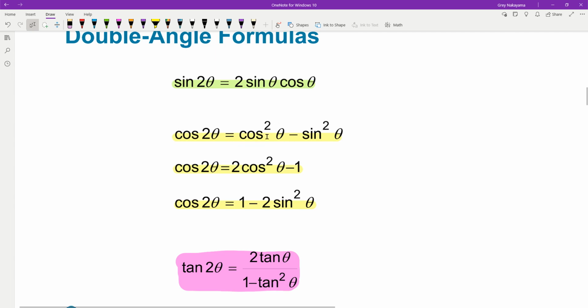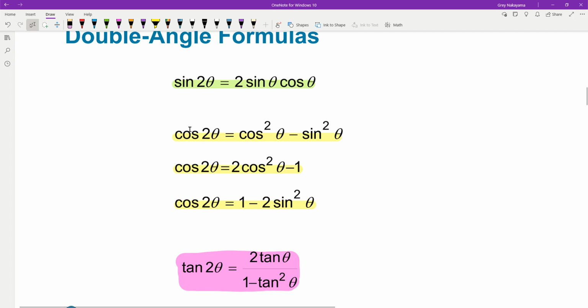Basically, if you make a substitution in for cosine squared, then you'll get this. If you substitute in for sine squared, you're going to get this one. Okay, and you'll see as we go through, I'm going to help you figure out which one you want to use. And then we have tangent double angle. Tangent of 2 theta is equal to 2 tangent theta over 1 minus tangent squared theta.